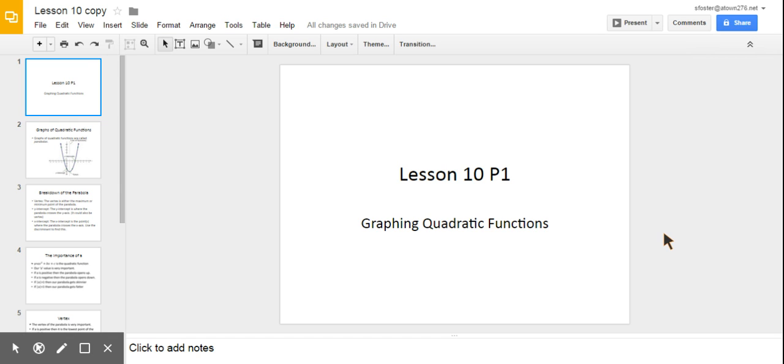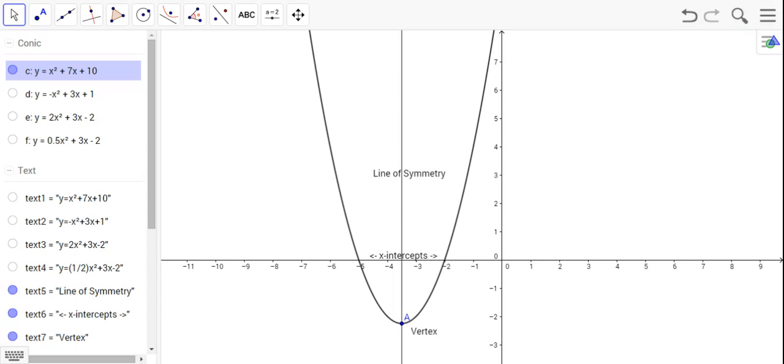All right, welcome to Lesson 10, Part 1 of Graphing Quadratic Functions. So now we're going to learn how to graph all those quadratic equations we've been working with. And yes, you can use this to solve, but it is a little lengthy in the process. So let's hop on over here to GeoGebra.